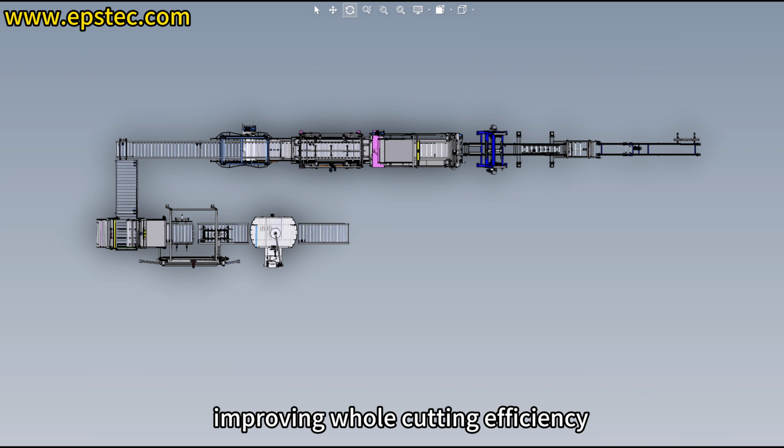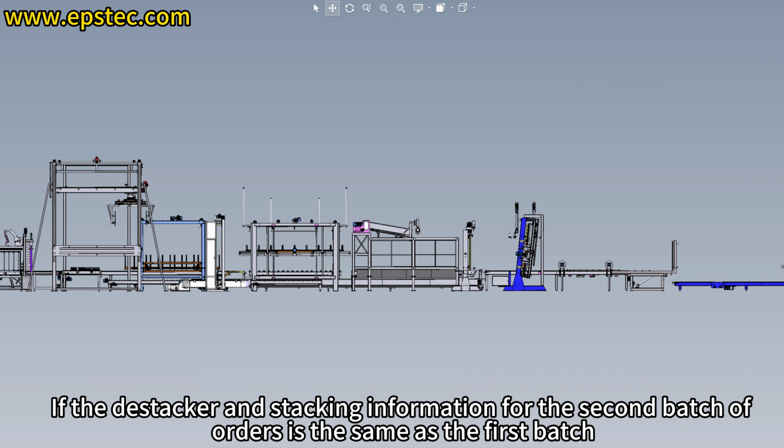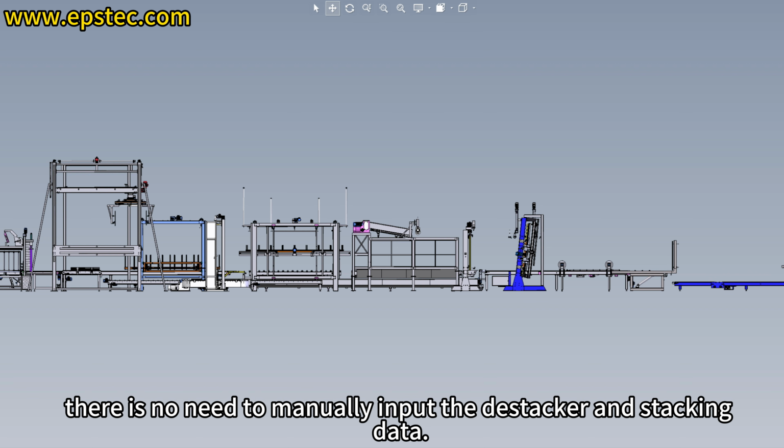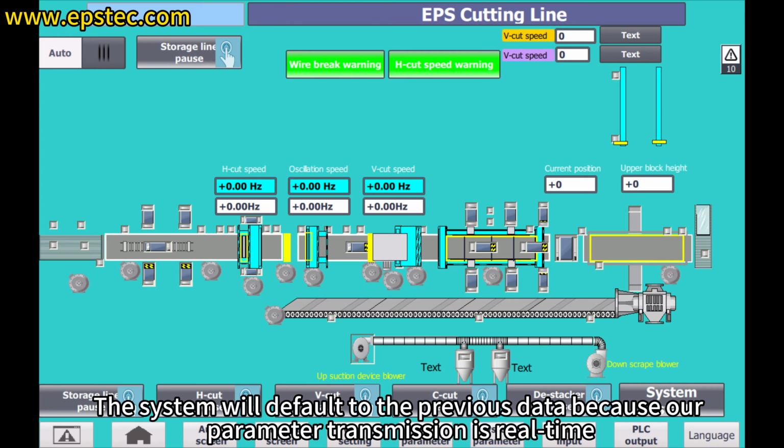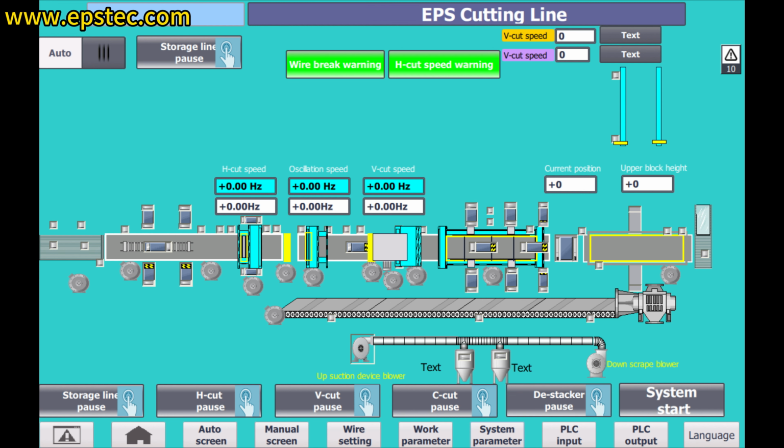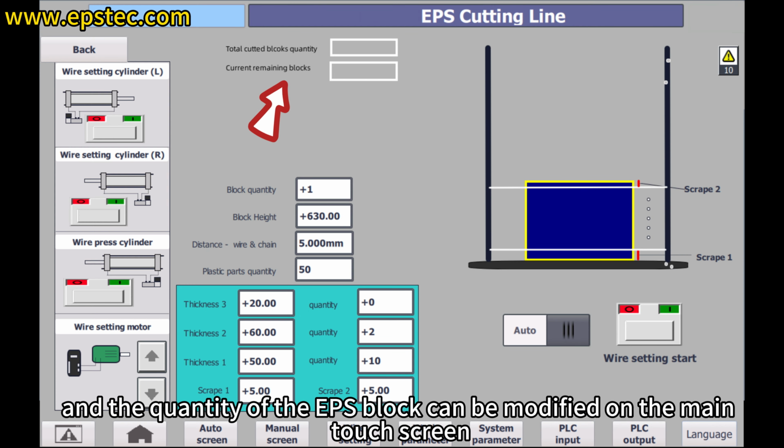improving whole cutting efficiency. If the destacker and stacking information for the second batch of orders is the same as the first batch, there is no need to manually input the destacker and stacking data. The system will default to the previous data because our parameter transmission is real-time. The quantity of the second batch of EPS blocks can be modified on the main screen.